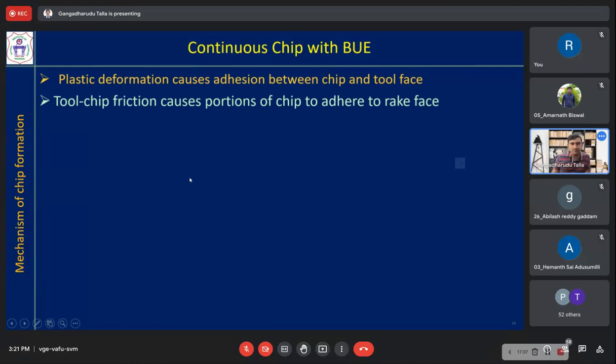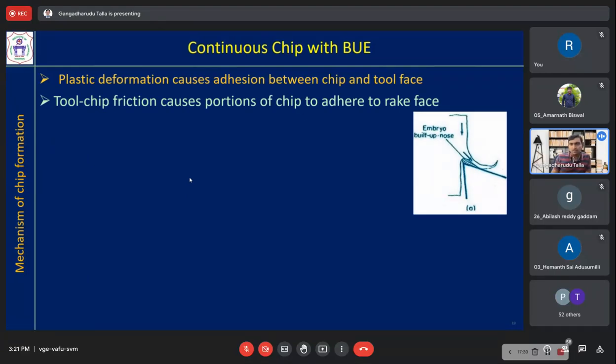You'll get more idea. So this is one figure showing the formation of built-up edge. So this is the tool. Workpiece is there. This is the chip. Chip is trying to go in this direction. But because the material is plastically deformed here, some portion is sticking here.